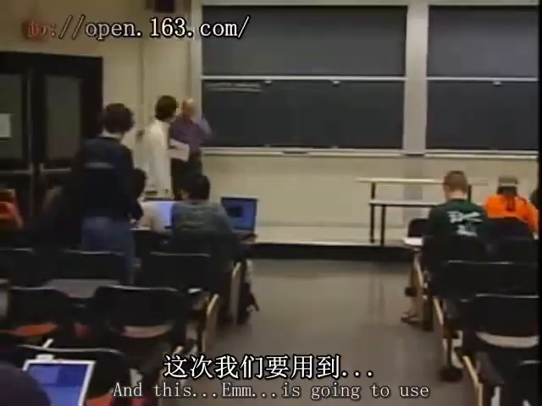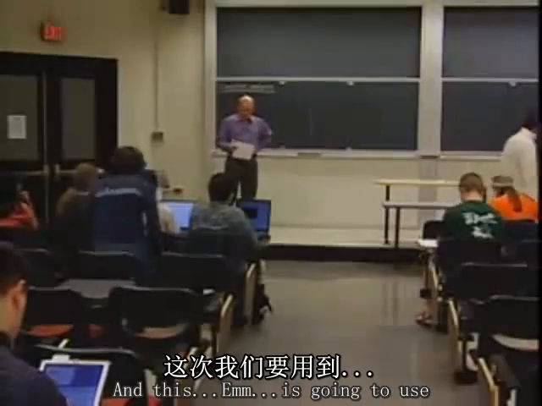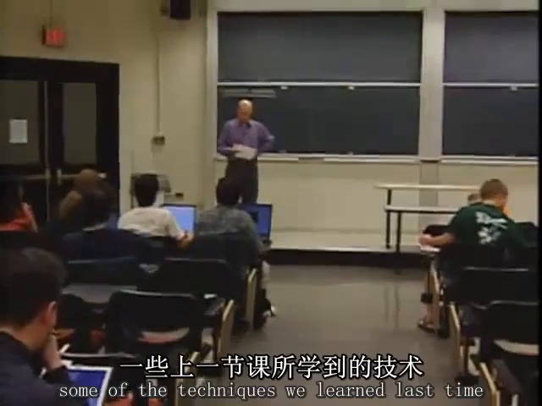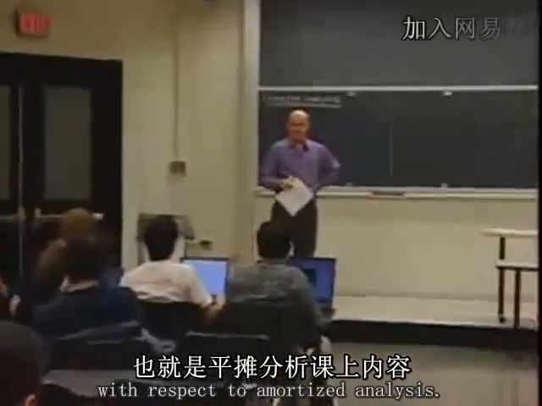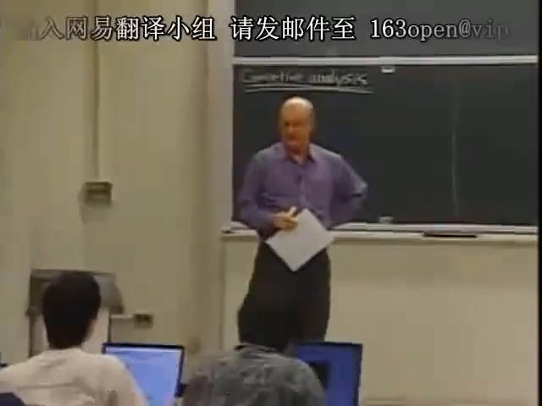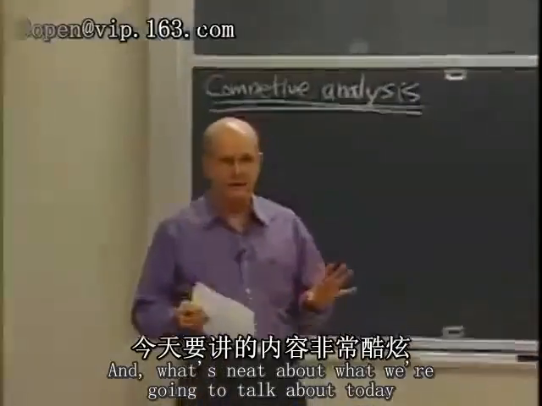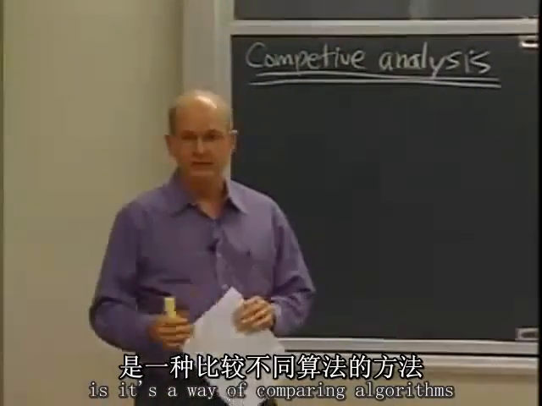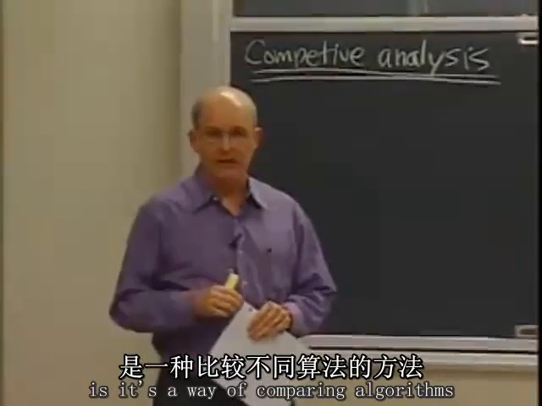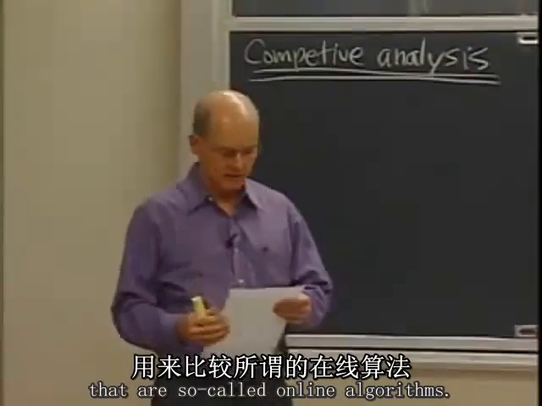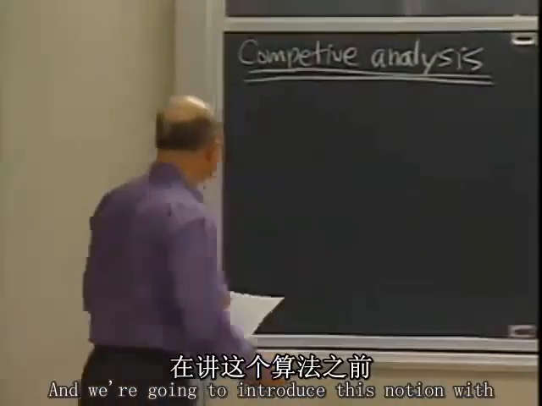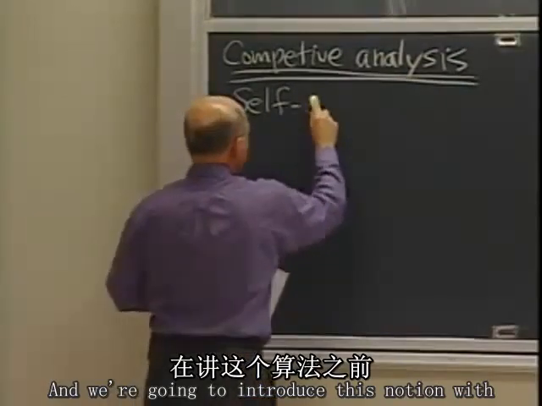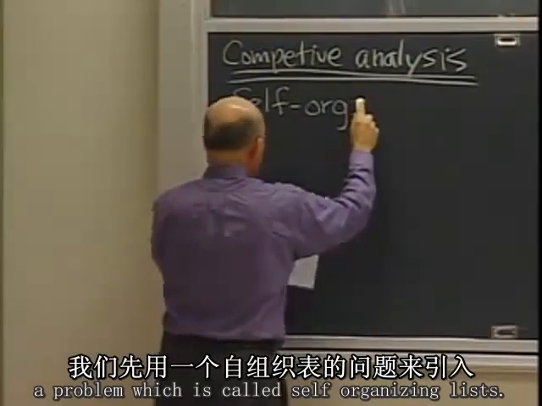And this is going to use some of the techniques we learned last time with respect to amortized analysis. And what's neat about what we're going to talk about today is it's a way of comparing algorithms that are so-called online algorithms. And we're going to introduce this notion with a problem which is called self-organizing lists.